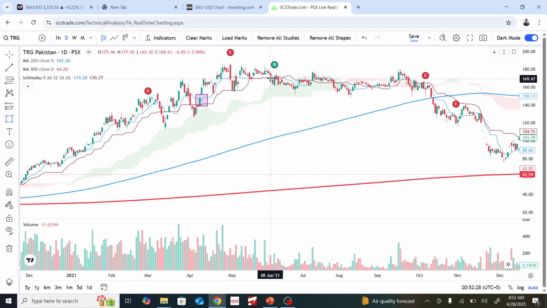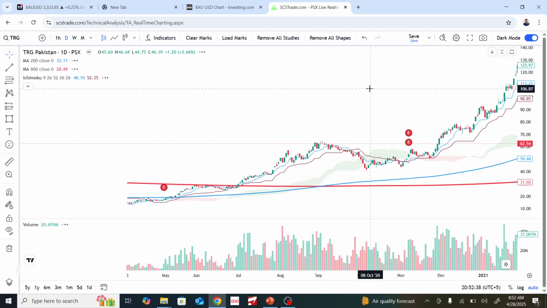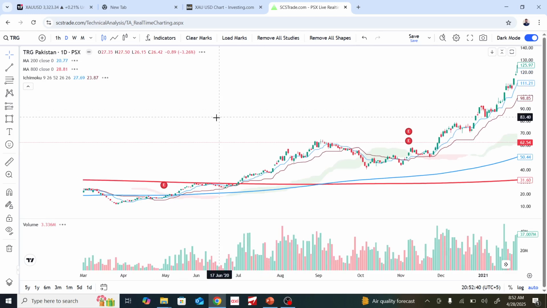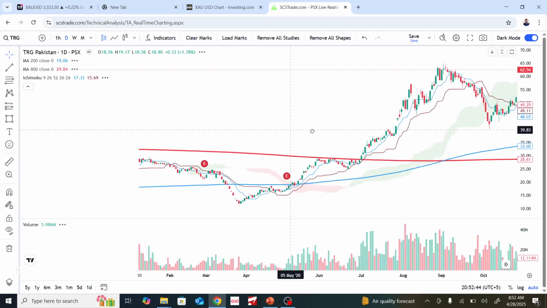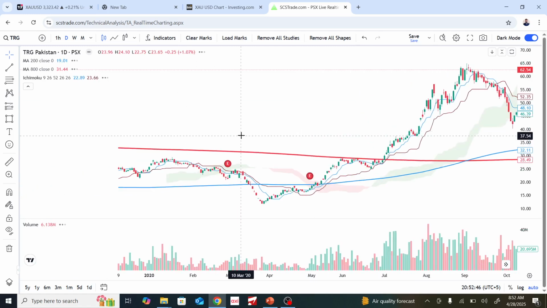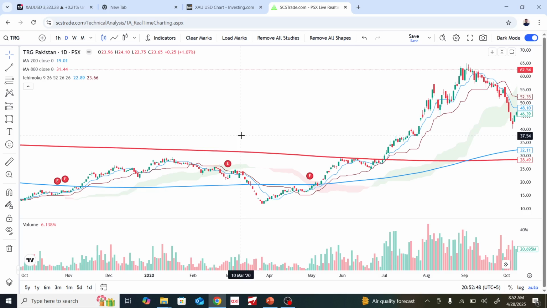Here you cannot buy because the baseline and conversion line are above. Look at that, the baseline and conversion line are above, we cannot buy there. Still, if you have any confusion, you can email me, I can help you out on this. This is a very powerful strategy, I am telling you, but it gives very few signals. You have to wait a lot.